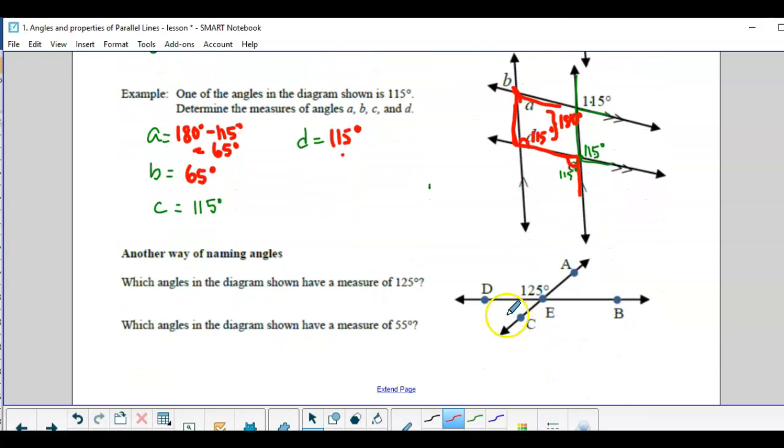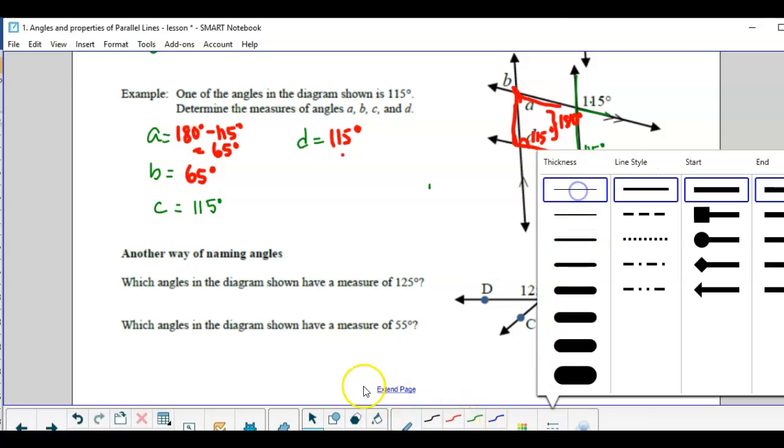Okay, now just to make sure you're aware, another way of naming angles is sometimes with capital letters. So we've got points on each of these rays or each of these lines that intersect. And so we can't just call this 125, we can't call it angle E, because E could be this one or this one or this one or this one. So that's why we need to use three letters.